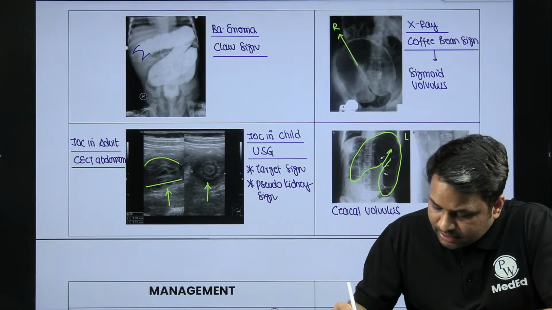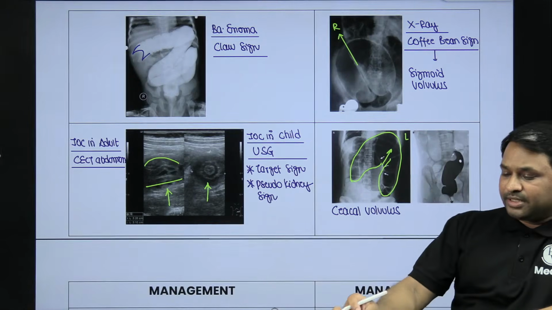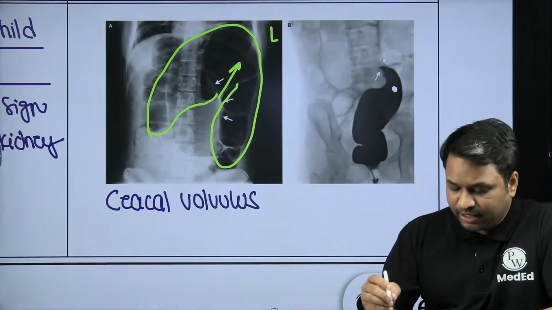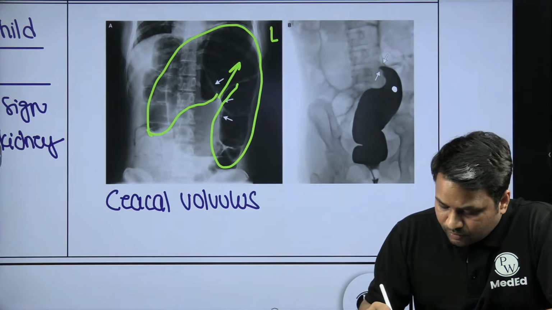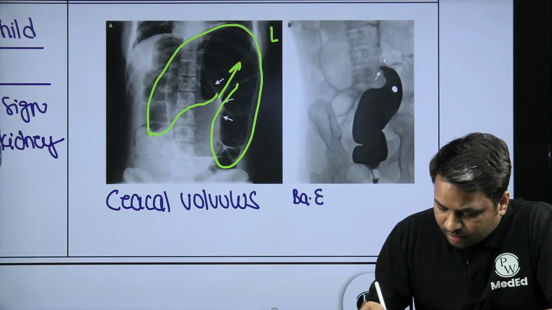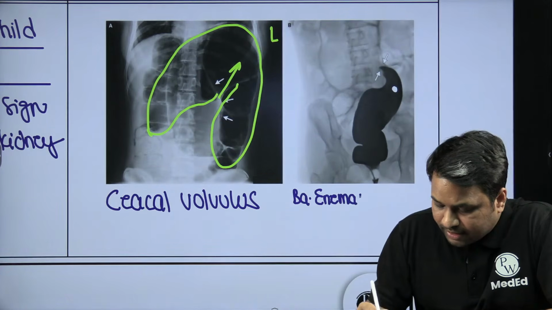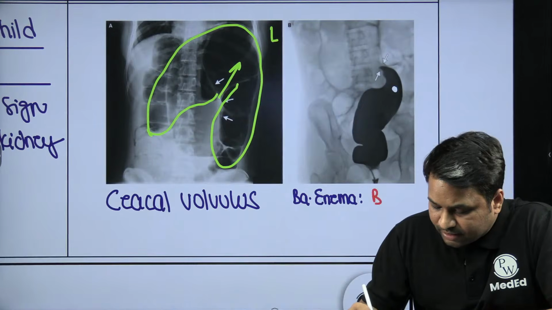Then on barium enema, it appears as a bird waiting to catch its prey. This is also called the bird of prey sign.